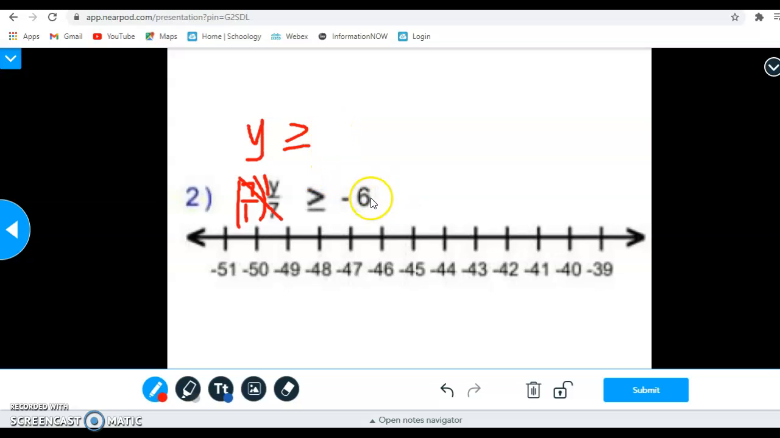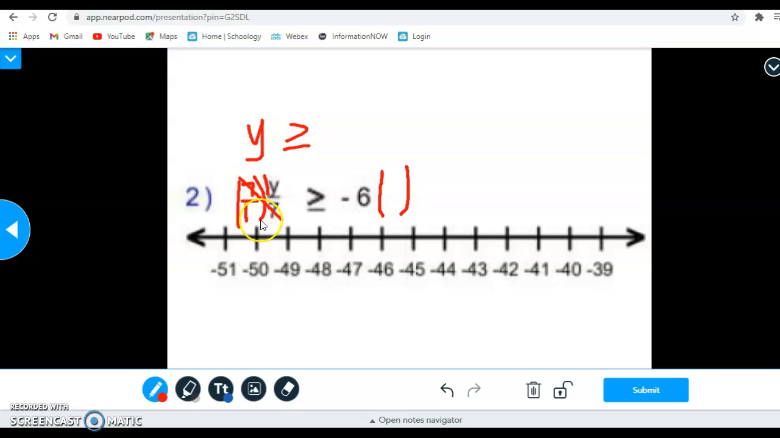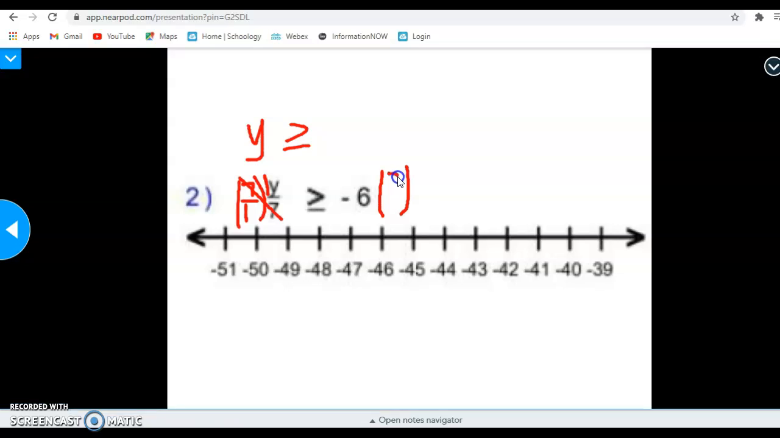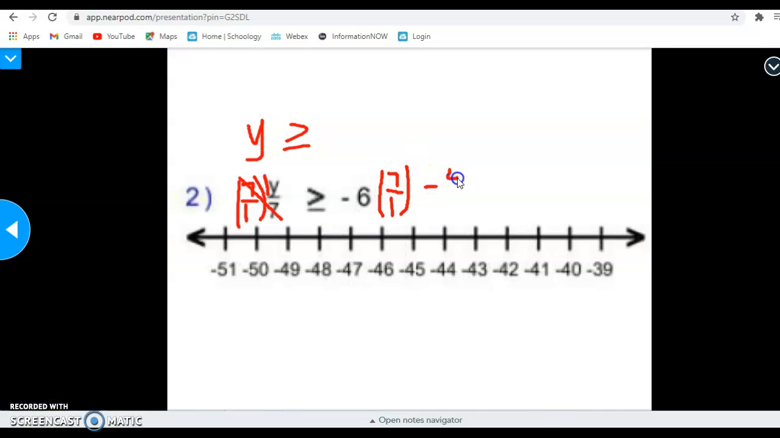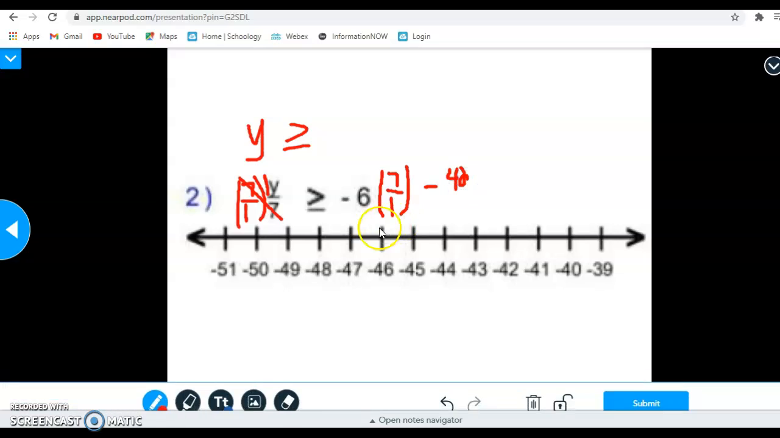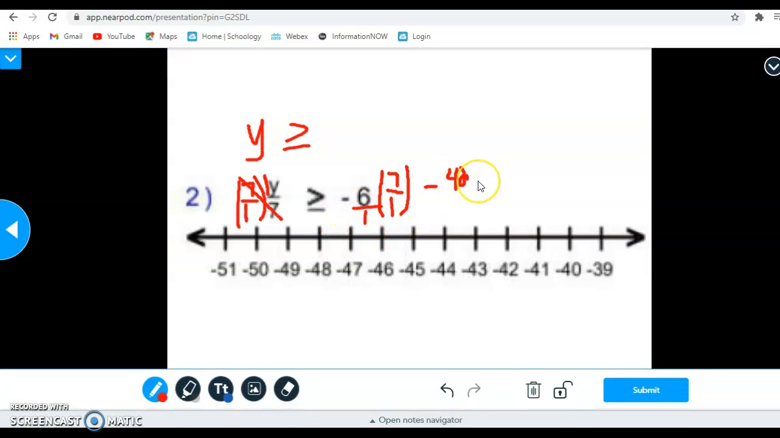So let's come on this side, and whatever you do to one side, we know we must do to the other. So if we multiply this side over here, excuse me, by 7 over 1, we must multiply this side also by 7 over 1. So a -6 times 7 gives us a -42. Okay? And we know that this is over 1, and 1 times 1 is 1, and we don't need that bottom number. All we need is -42.